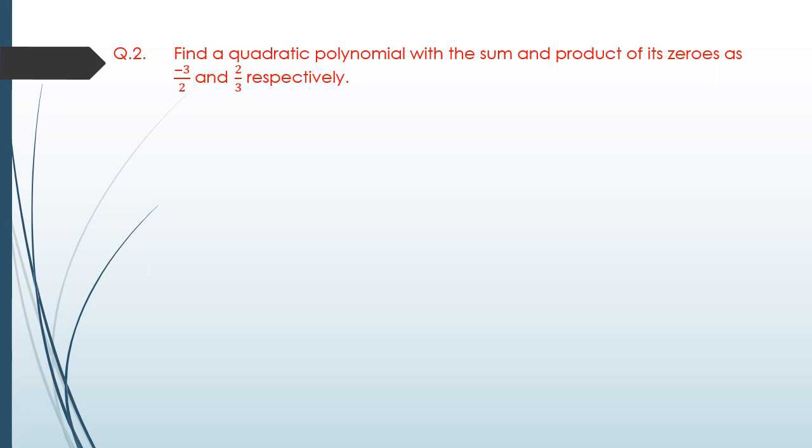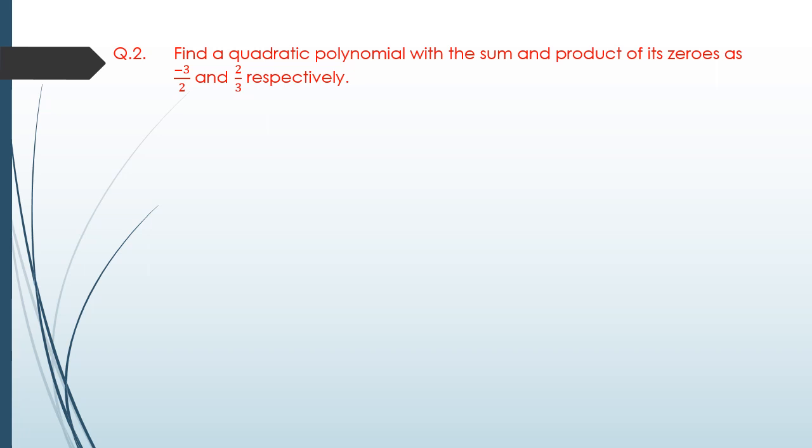Now it is a bit different question than the previous question. In the previous question we were given the zeros, that is alpha and beta were given to us, and from that we found sum of the zeros, then we found product of the zeros, and from that we wrote the polynomial, right? Now see the change in this question. Question number 2 is find a quadratic polynomial with the sum and product of its zeros as -3/2 and 2/3 respectively. So here directly we have given sum and product of the zeros of the given quadratic polynomial. So here we do not have to find out sum and product differently. It is already given to us, right?